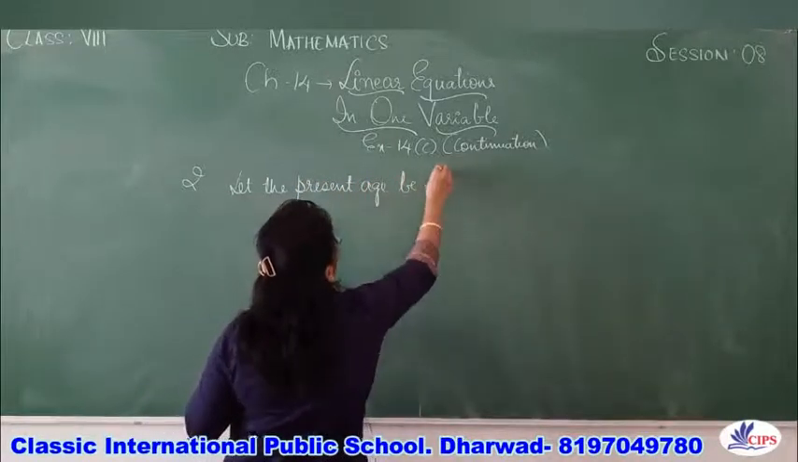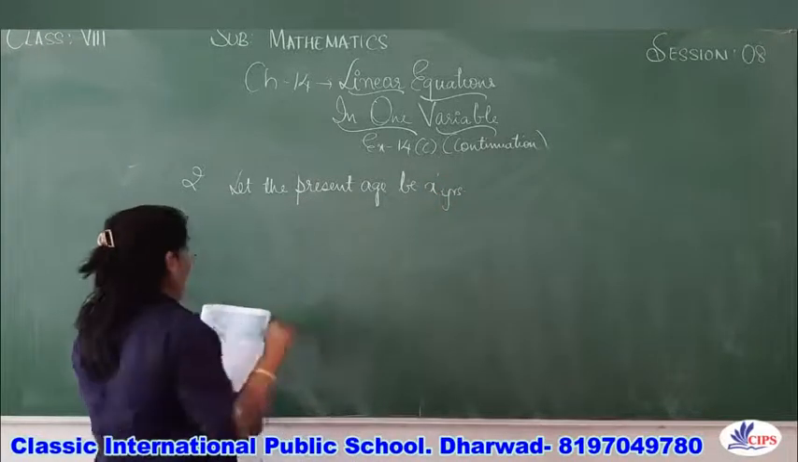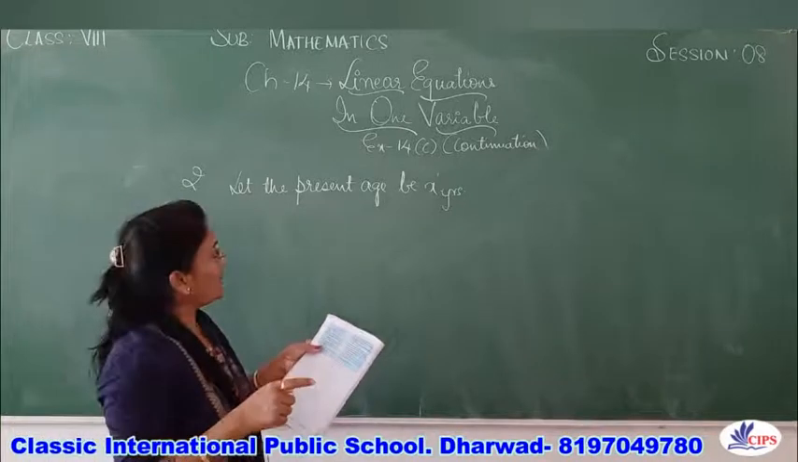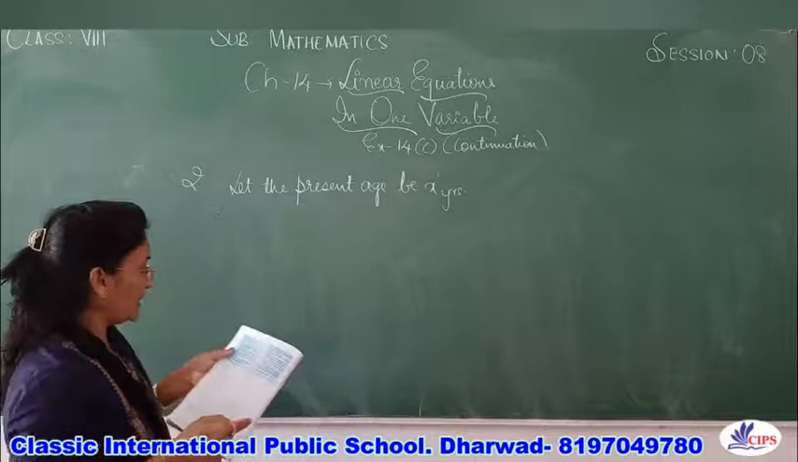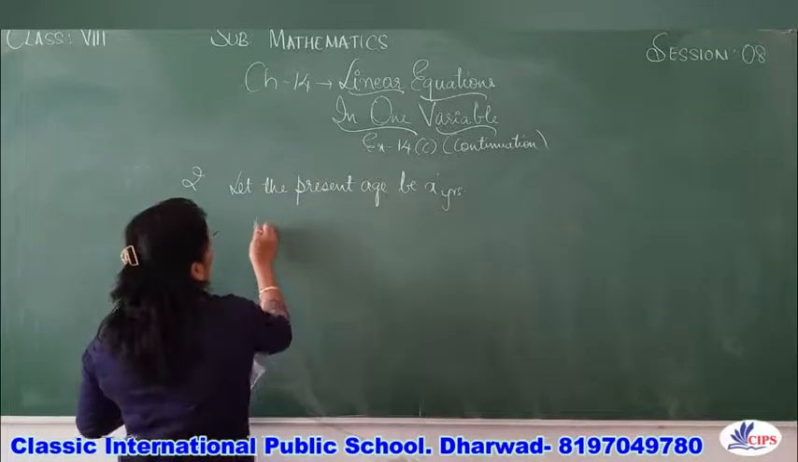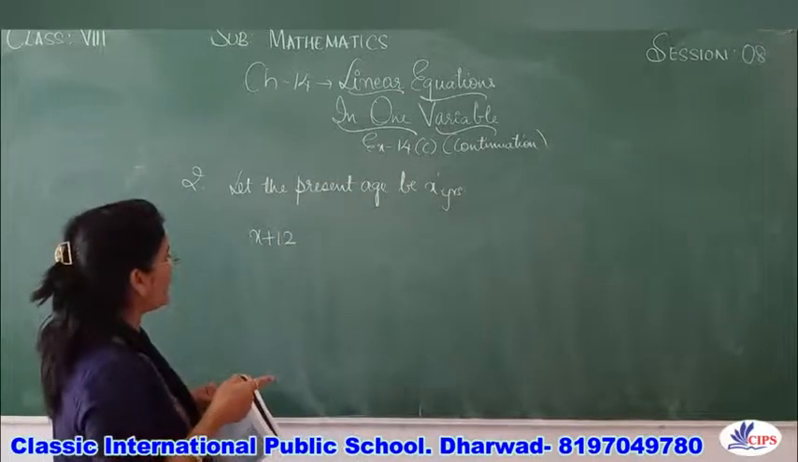x years. So after 12 years, so it will be plus 12. 4 years ago, as I have told you, so you have to take x minus 4. Now here as they have told you after 12 years, so it will be x plus 12. Got? After 12 years means it will be x plus 12.